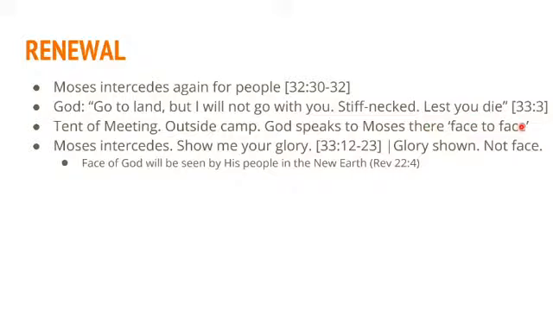Just a manifestation of his presence in the tent. What Moses was asking for was, I want to actually see your glory. In other words, the way you appear in heaven. That's what Moses was asking for. A really, really magnificent request, to be honest. So God says, I will show you my glory, but not my face. God is saying, I'm going to show you my actual form, but you cannot see my face.